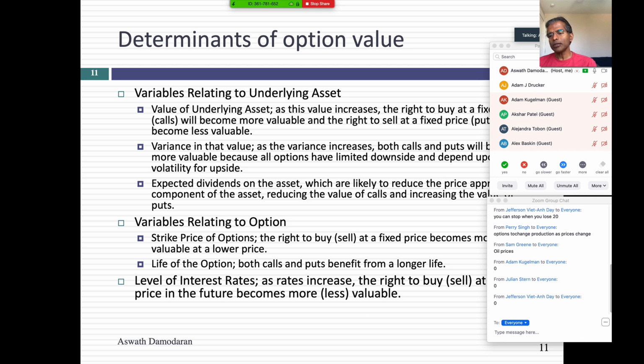The second is the variance in that underlying asset, and here's where options separate from everything else we've talked about in this class. Up till this moment, when we've talked about risk, it's always been a bad thing. In discounted cash flow valuation, risk pushes up your discount rate, it pushes down your value. In pricing, risk pushes down your multiple, pushes down your pricing. But when it gets to options, risk becomes your ally. As the variance in the value of the underlying asset increases, the value of both calls and puts becomes higher.